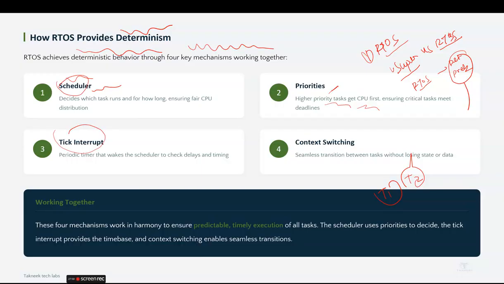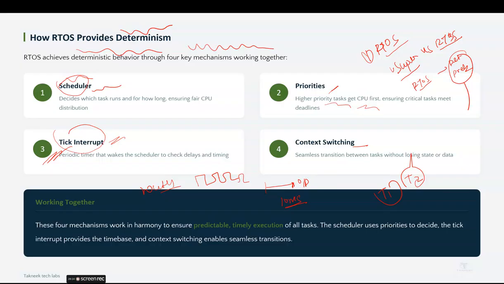Okay. Tick interrupt. We'll see what a tick interrupt is, but as of now, you will understand this is the watch for the RTOS. So every second, every millisecond is calculated based on this interrupt. It has to produce the output in 10 millisecond, and how it will calculate 10 millisecond is based on this reference. Okay, we'll see that in detail.